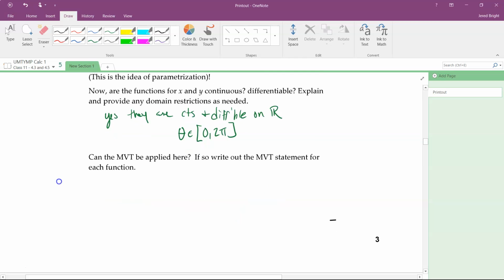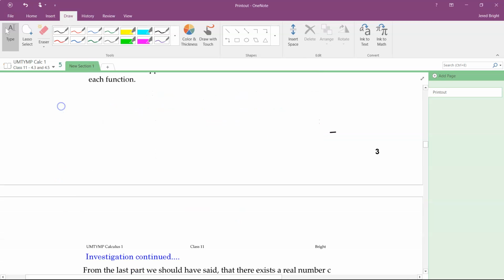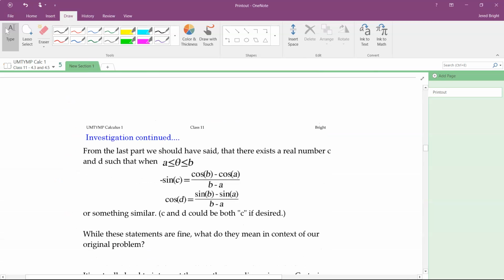If we continue and we have these a and b bounds, I'm just using that instead of 0 and 2 pi, we can set up the MVT as such. This would be our equation for x of theta, and then this next one would be y of theta. I used d in the case of y just so we didn't confuse c and d.